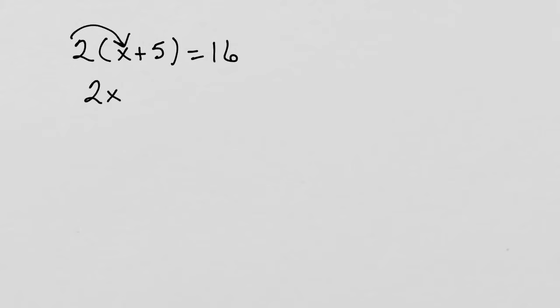Let's look at 2 parentheses x plus 5 equals 16. We will solve it two ways. Method 1, we will first distribute the 2. The 2 will multiply everything in the parentheses. So the 2 will multiply the x to get 2x, plus the 2 will multiply the 5 to get 10. We have 2x plus 10 equals 16.